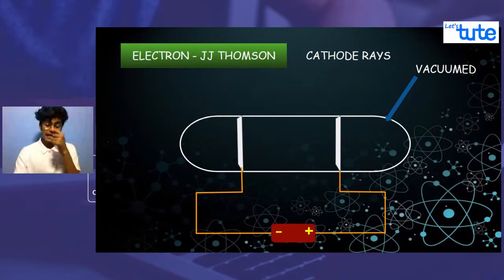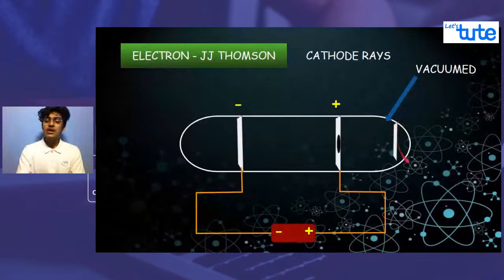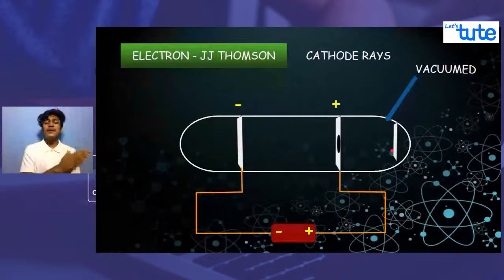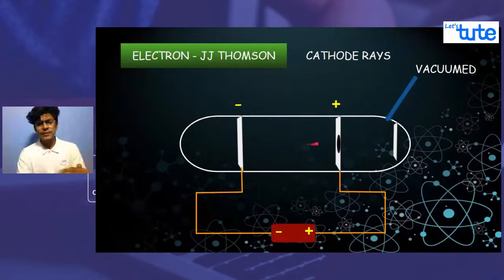The sheet which is connected to the positive terminal is called anode, and the sheet which is connected to the negative terminal is called cathode. Anode had a hole in it, so you can notice over here that it has a hole in it. So when electricity was passed, all the electrons from cathode passed through the anode and struck the screen. Whenever the particles struck the screen, it used to glow. This is how J.J. Thomson got to know that some kind of particles are passing through and striking the screen.